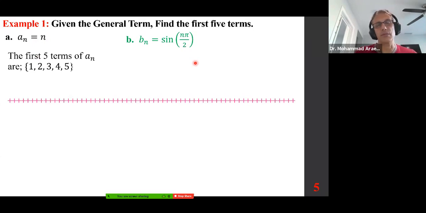Now I'm going to explain this one with the use of what we call a unit circle in a moment. This is basic trigonometry. Everybody is supposed to know some basic trigonometry. I hope you remember that. First of all, b sub n is sine of n pi divided by 2. That means if n is 1, replace it with 1: sine of pi over 2. If n is 2, 2 pi over 2: sine of 2 pi over 2, and so on.